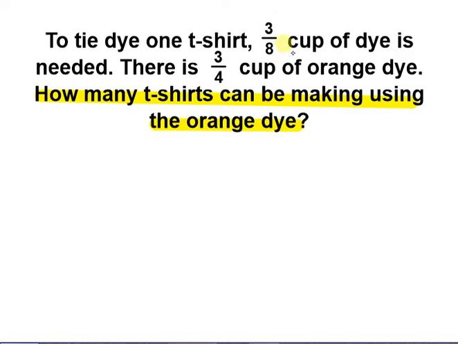So I'm making one shirt. To tie-dye one shirt, 3/8 cup of dye is needed. There's 3/4 cup of orange dye. How many shirts can be made? Okay, so it looks like for one shirt, I need 3/8 cup of dye, but I have 3/4 cup of dye. So how many shirts can I make out of this 3/4 cup? Which just answered my next question automatically.